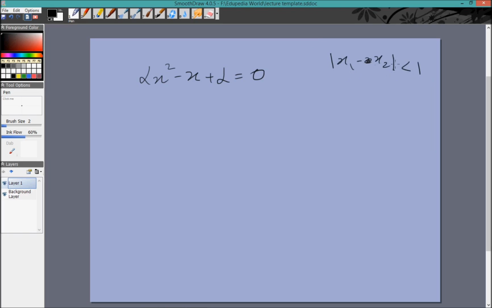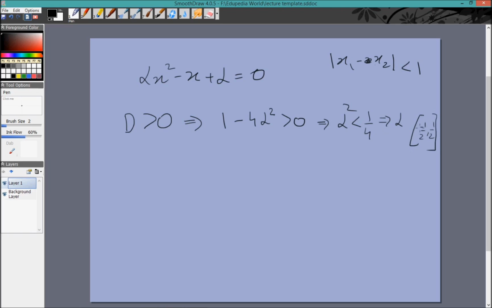Right, so the first thing to do is, we know that we are given two distinct real roots. That means D has to be greater than 0. Right, so b squared, that is 1, minus 4 alpha squared has to be greater than 0, which means alpha squared has to be less than 1 by 4. Which means alpha is between minus 1 by 2 and 1 by 2.